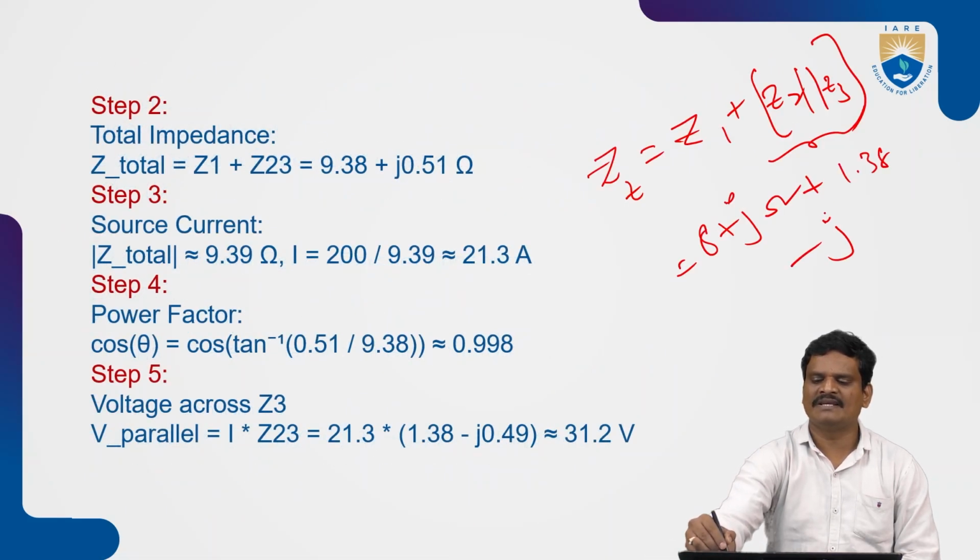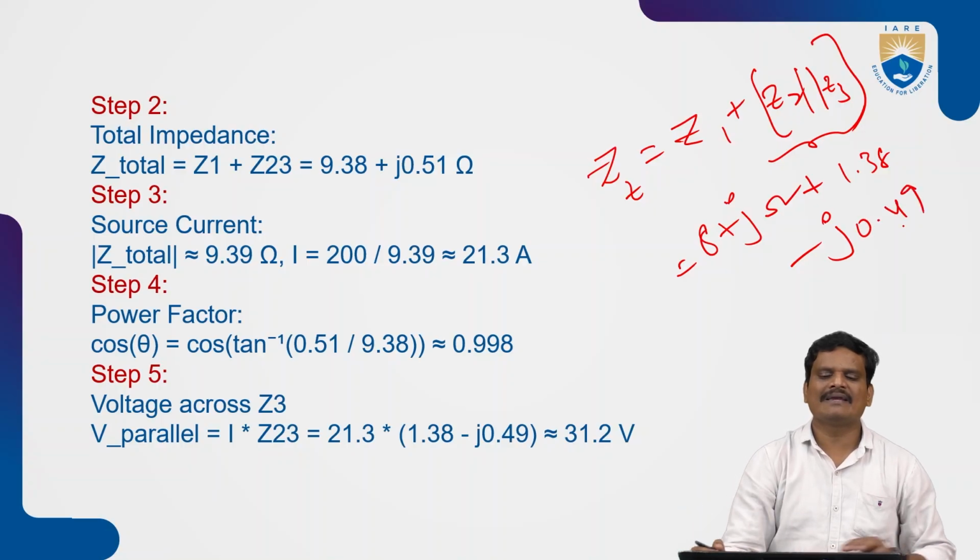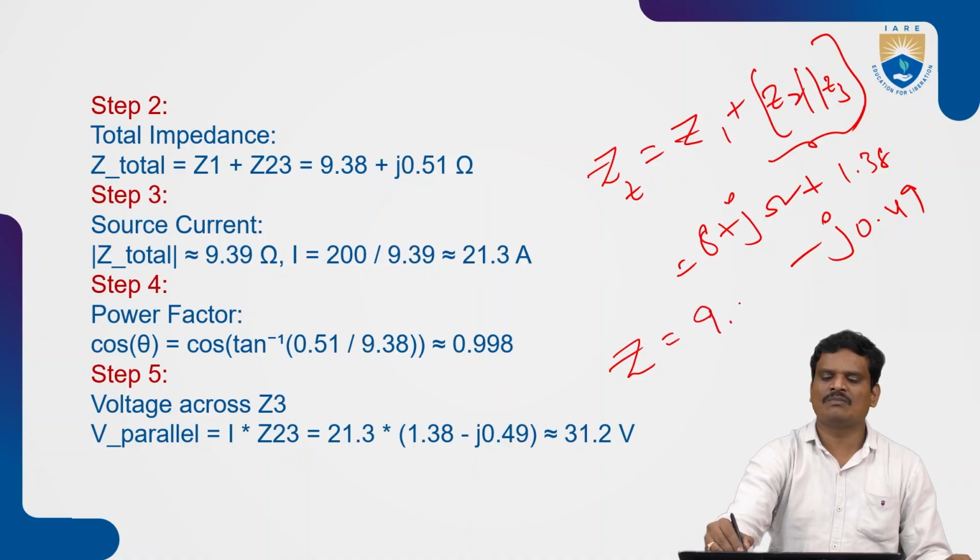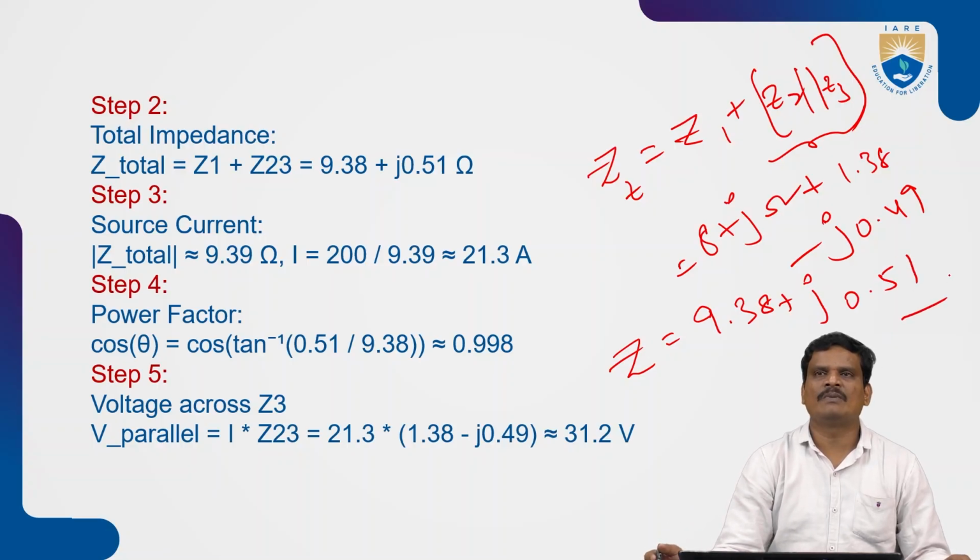1.38 minus J0.49. By calculating the value of this particular impedance, I am going to get the value of total impedance offered by the circuit. That is nothing but Z. The total impedance offered by the circuit is given as 9.38 plus J0.51. So this is the total impedance offered by the circuit. We have calculated the first parameter in the problem given to us.